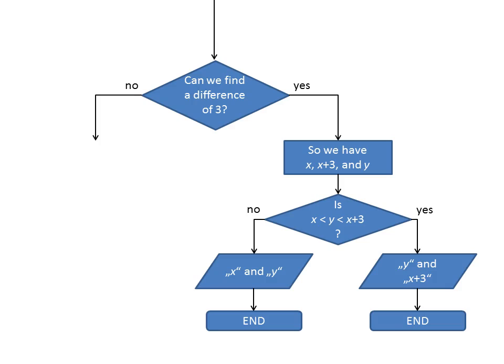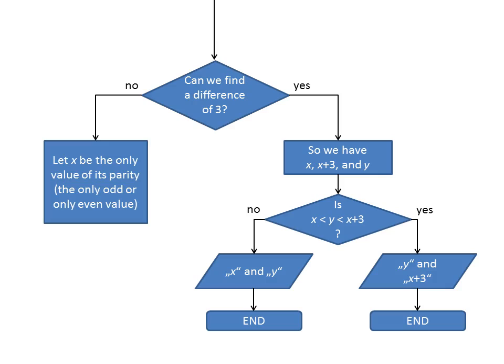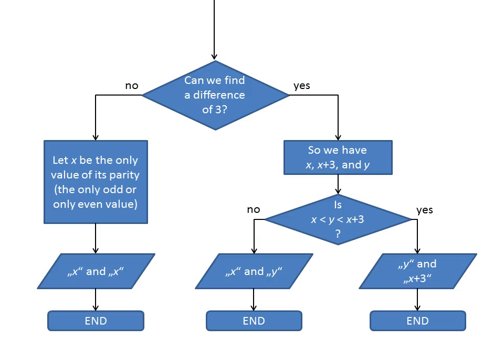Remains the case that we cannot find a difference of 3, and then we remember that we had not all of the same parity. That means we have either 1 odd and 2 even values, or 1 even and 2 odd values. We let x be the one with a special parity. That is either the only odd or the only even value of all 3 values, and then we output x and x again, double x, and are done. This completes all cases and the full flowchart.